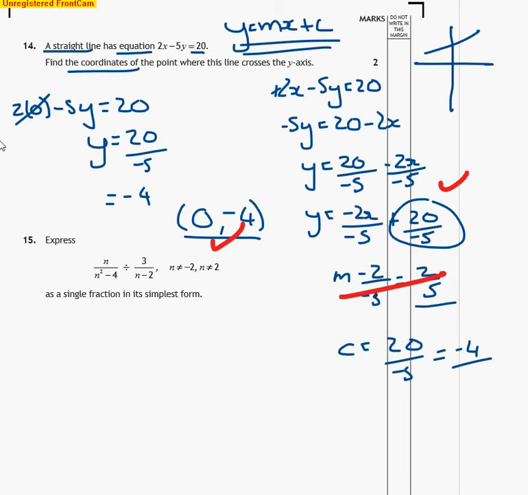Alright. Okay, express the following as a single fraction in its simplest form. Okay, so this is just mathematical parlance. We don't really need to worry about that.